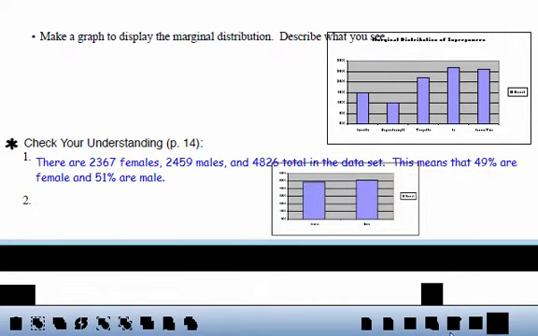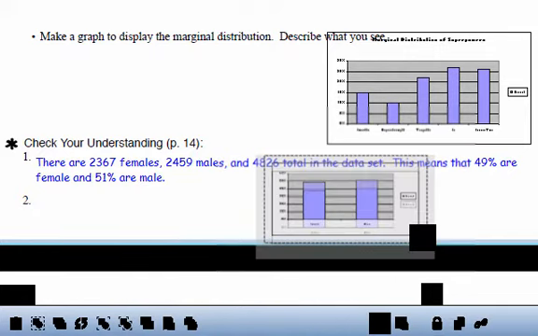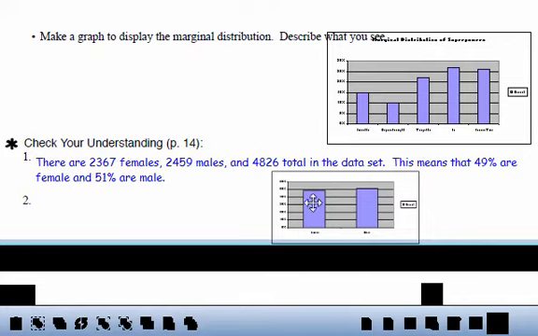Okay, so there were 2,367 females, 2,459 males, and 4,826 total in the data set. This means that 49% are female and 51% are male. And your table should look similar to this, being the female and this being the male.